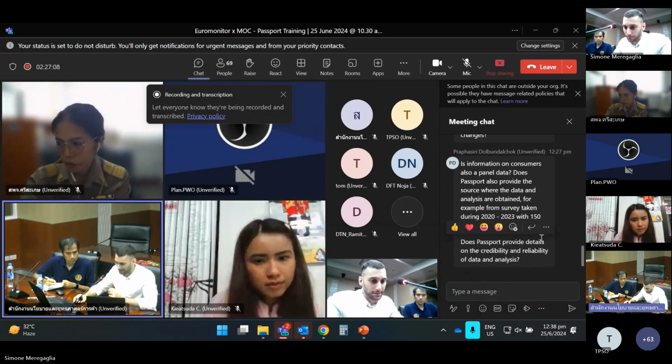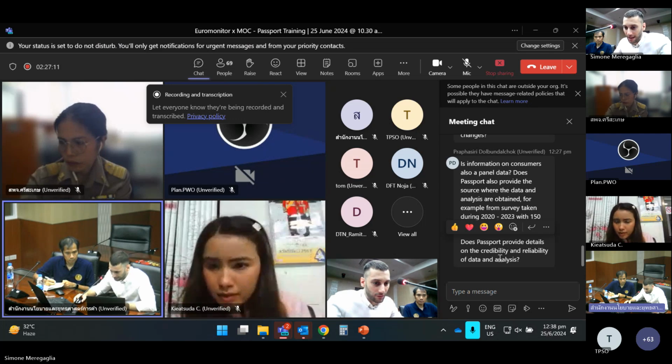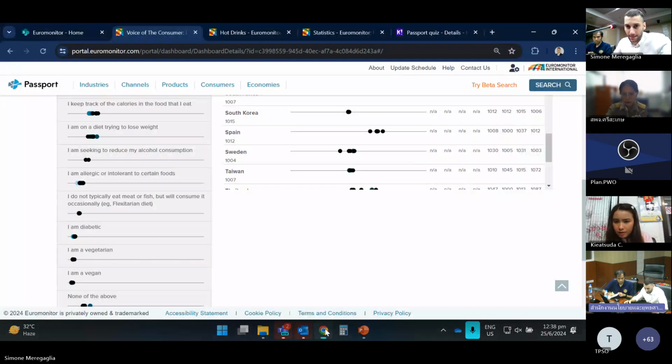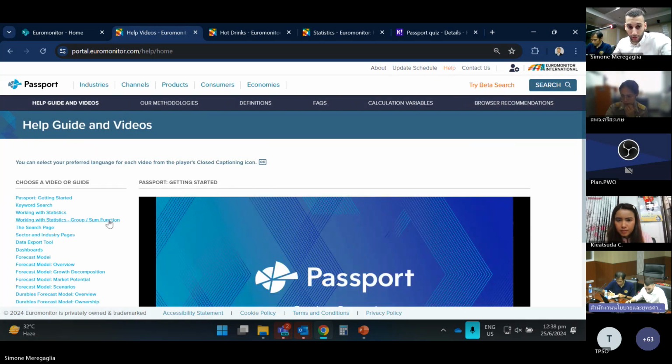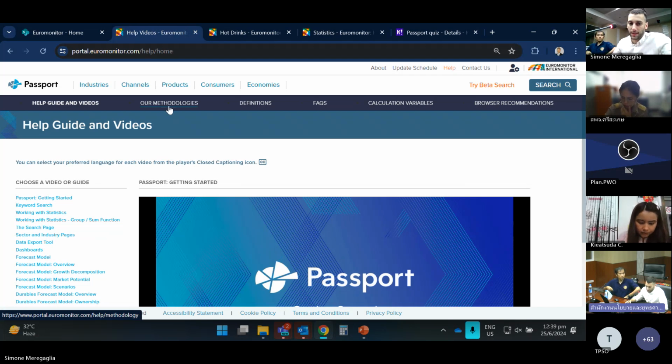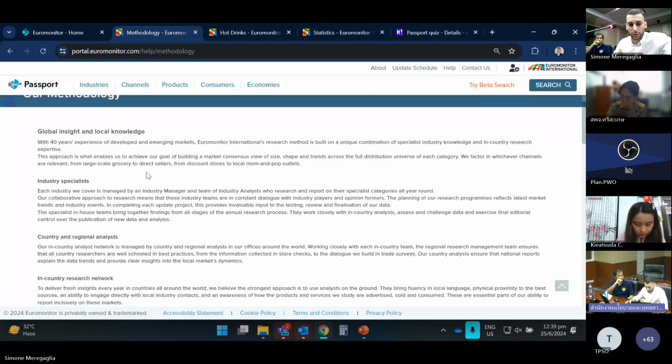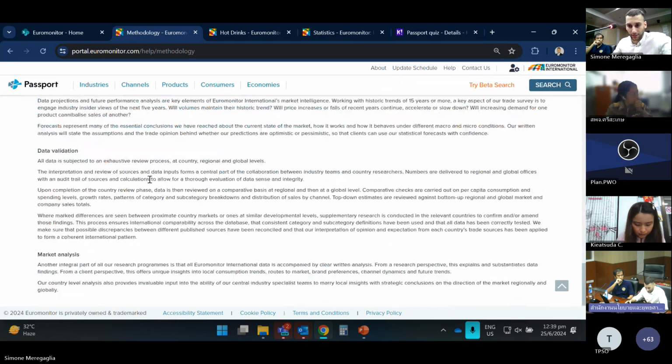Yes, does Passport provide details on the credibility and reliability of data and analysis? Yes. So something you may want to look at is when you click on help, it will bring you to a part that has the tutorials. You remember I showed you this. But if you look on top, there's written our methodologies, our definitions, our FAQ. You can click, and it will explain which methodologies we use, why you should trust our data, etc., etc.